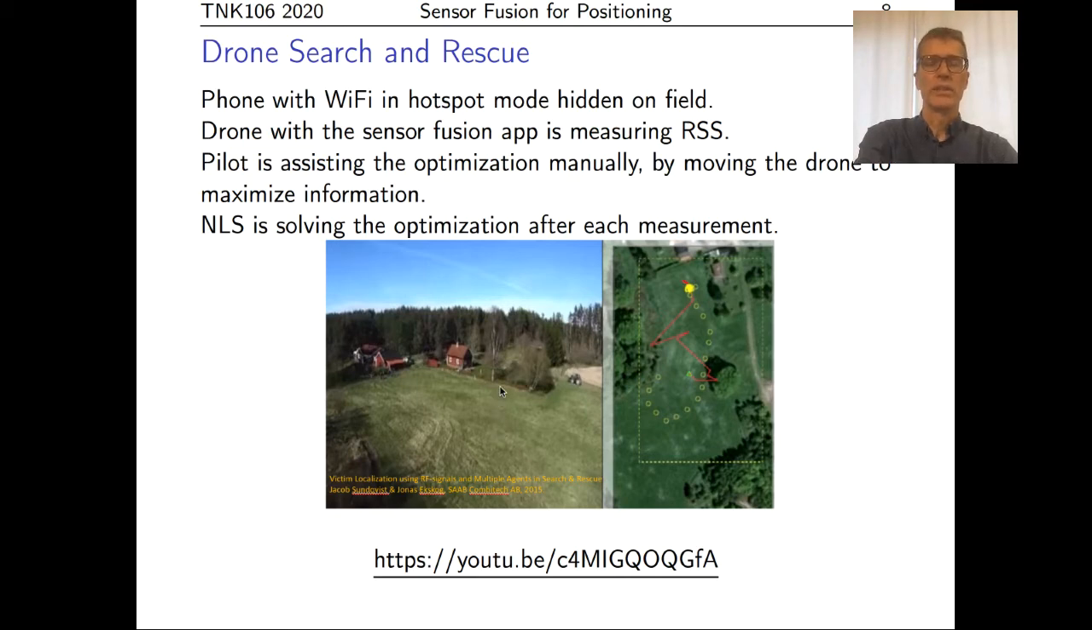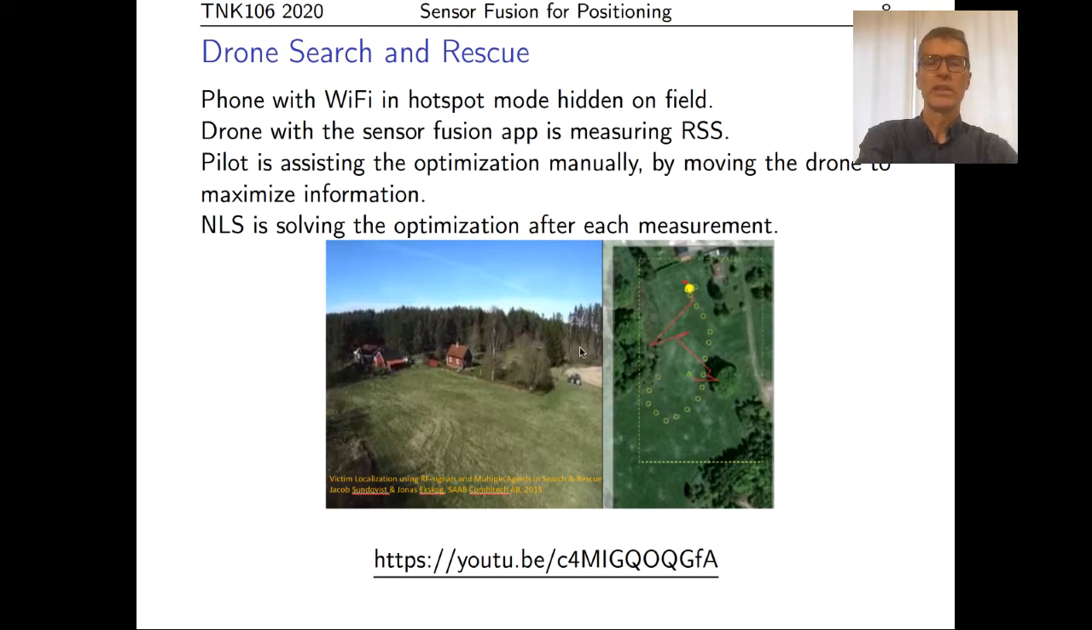So the pilot is looking at this image here, so he can see where he has done the data collection, and he can see what the current estimate of the target position is given the RSS measurements so far. That means the pilot can make an educated guess of the best path to fly to get the most out of the measurements. So here he decided to make a turn at this part and go back again.